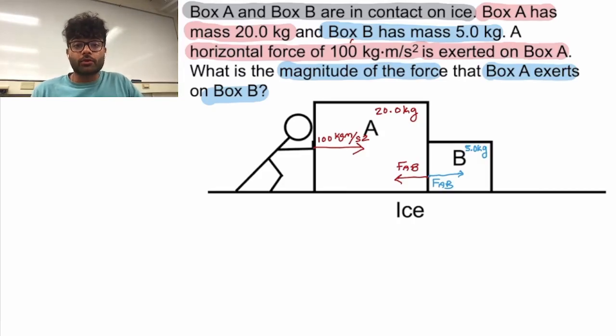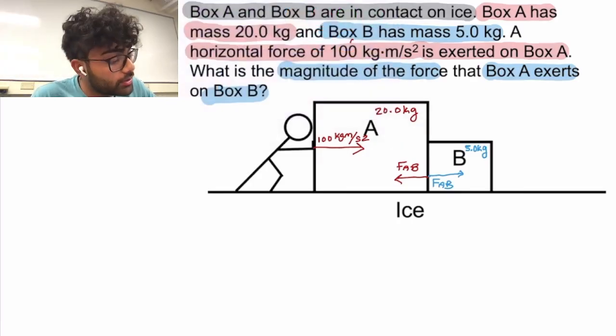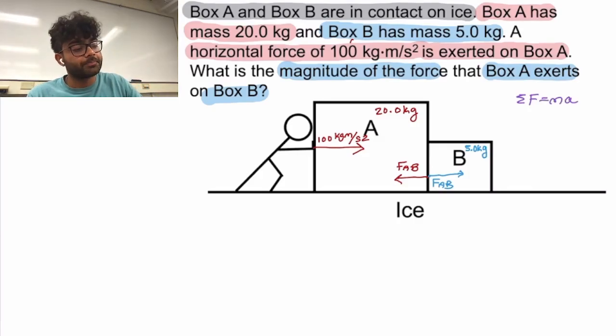Now, we do have gravity and the normal force, but as you'll recall from Angela's video, those two forces cancel out on a flat surface. And now we can do our Newton's second law analysis for our free bodies. If you'll recall, Newton's second law is that the sum of forces on a free body is equal to the mass of that free body times its acceleration.